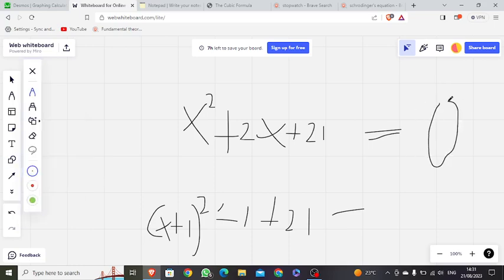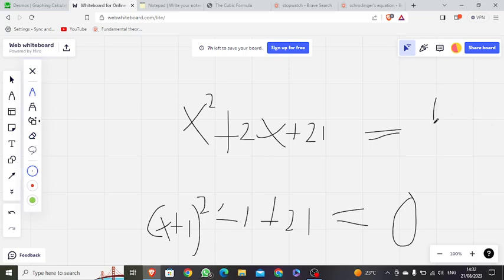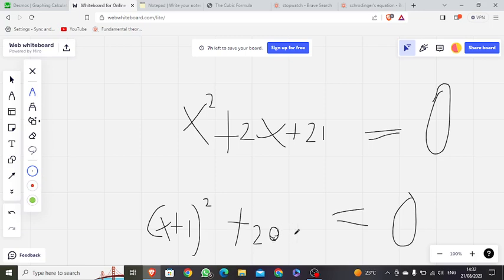So for x squared plus 2x plus 21, you simplify it to x plus 1 squared plus 20. Okay, so that means x plus 1 squared equals minus 20.